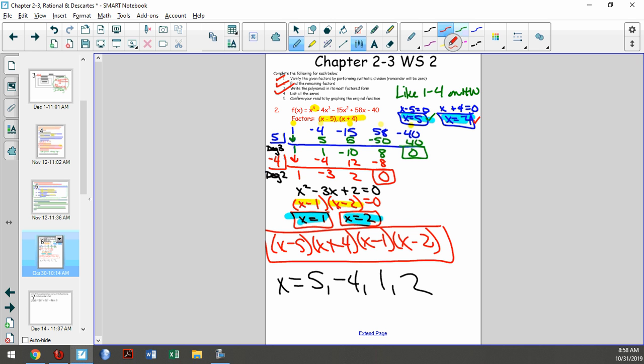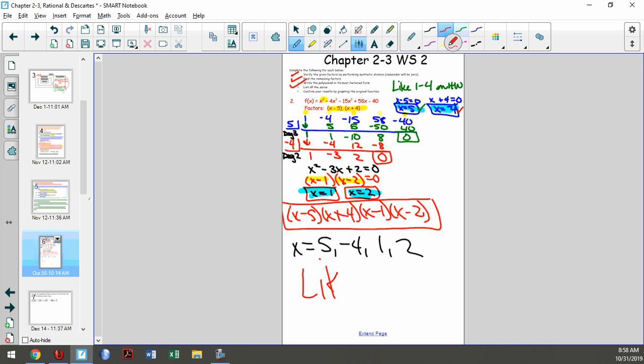And then it says to verify it graphically. When in doubt, graph it out, right? Do we all understand what I just did up there? This is how you're going to do problems 1 through 4.